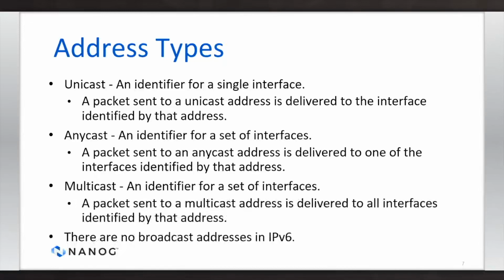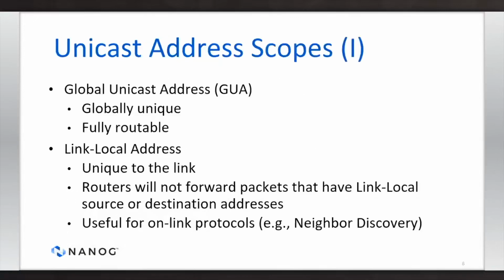Anycast is sent to one of many addresses. Multicast is sent to many of many addresses. There are no broadcast addresses in IPv6. That functionality has been subsumed by multicast. Now, like IPv4, we have this concept of address scopes in IPv6. A globally unique address is called a global unicast address, a GUA. It's globally unique. There's only one of them around the whole planet, or the whole galaxy if you're doing interplanetary stuff. And it's fully routable. A router will route a packet that has a GUA source and a GUA destination.